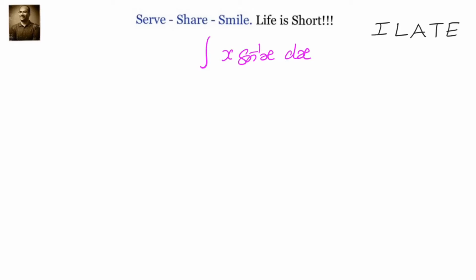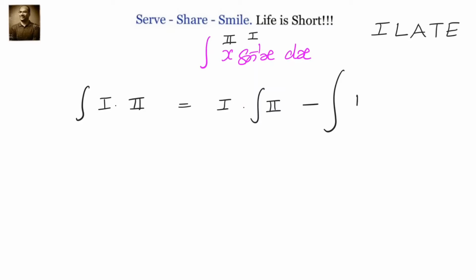Now, x is an algebraic function because it's a polynomial, and sine inverse x is an inverse function. So, sine inverse x, which comes first, will be the first function, and x, which comes afterwards, will be the second function. Now, let's look at the formula for integration by parts. Suppose we need to find the integral of the product of 1 and 2 functions. Then the formula will be 1 into integral of 2 minus integral of derivative of 1 multiplied with integral of 2. This whole thing we have to integrate again.